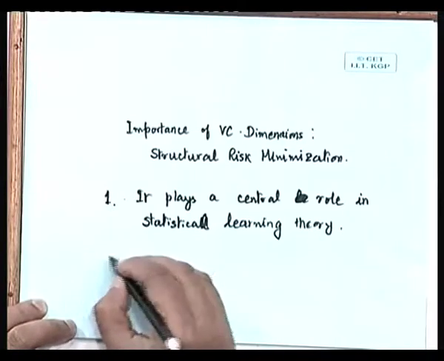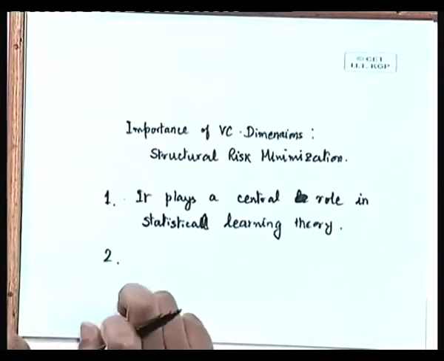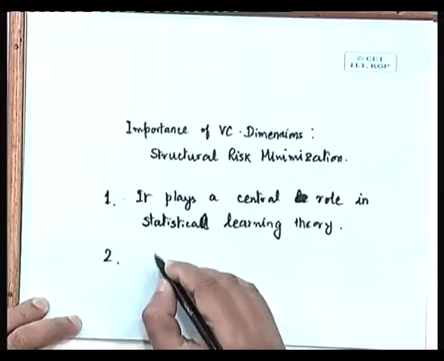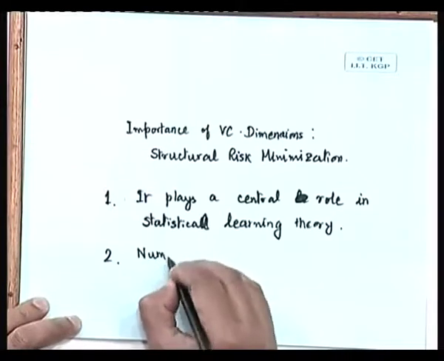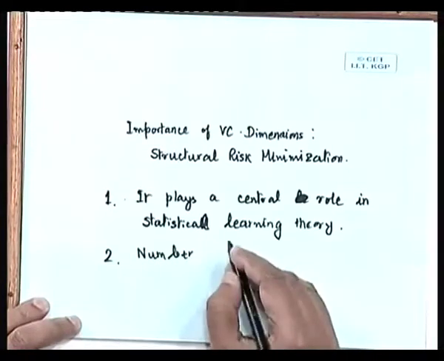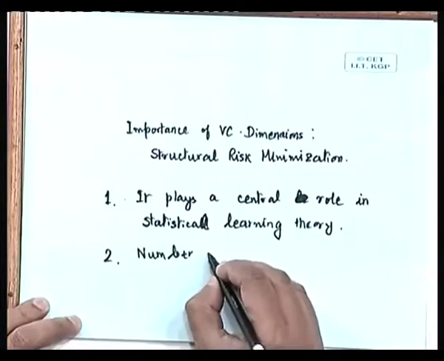And the second factor is that the number of examples needed to learn a class is proportional to the VC dimension of the class.